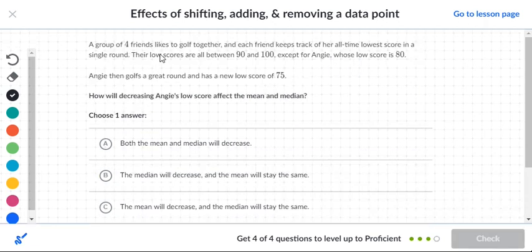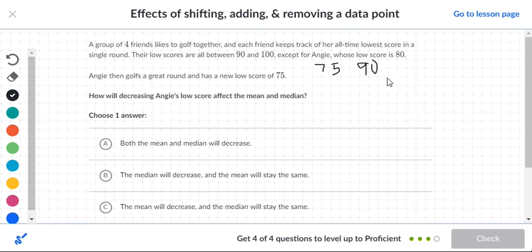Okay, a group of 4 friends likes to golf together, and each friend keeps track of her all-time lowest score in a single round. Their low scores are between 90 and 100, except for Angie, whose low score is 80. Angie then golfs a great round and has a new score of 75. How will the decrease in Angie's low score affect the mean and the median? So we have 4 friends here, so now she has 75.